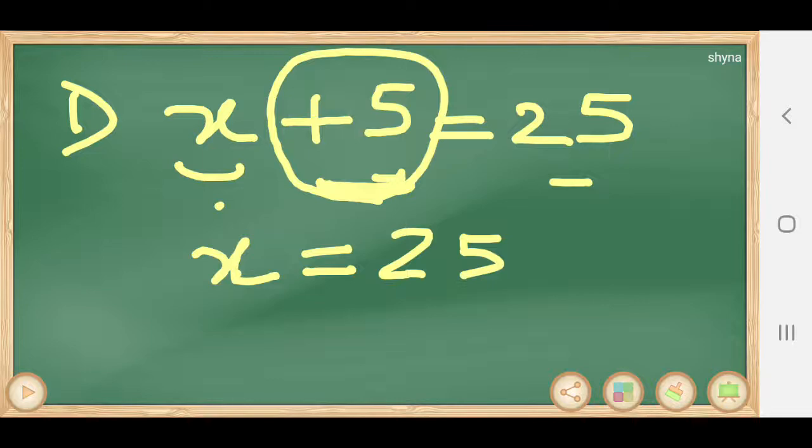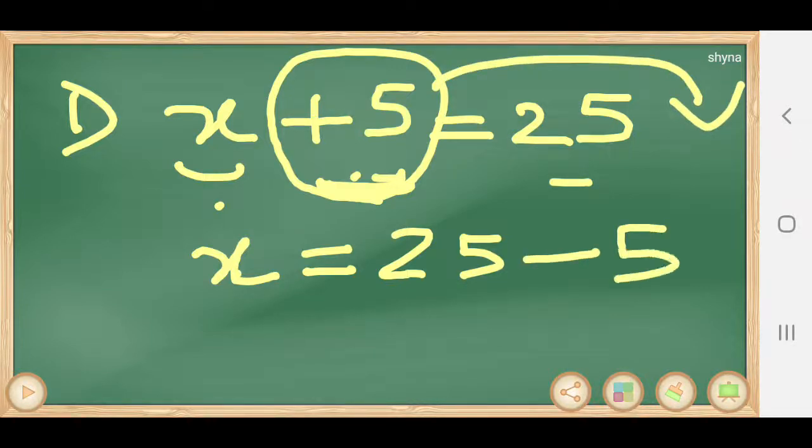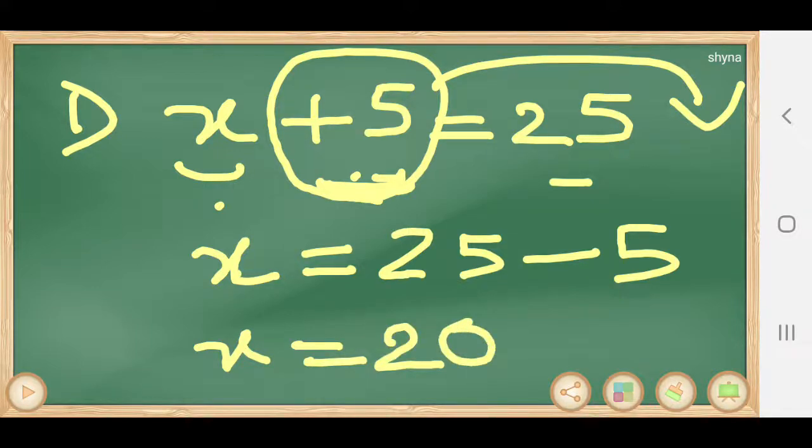While transposing variables or numbers from one side to the other side, its sign will be changed. Now it is plus 5. While transposing from LHS to RHS, it will be minus 5. Plus 5, while transposing, will be minus 5. So x equal to 25 minus 5 equal to 20. So x equal to 20 is the solution of the equation x plus 5 equal to 25.